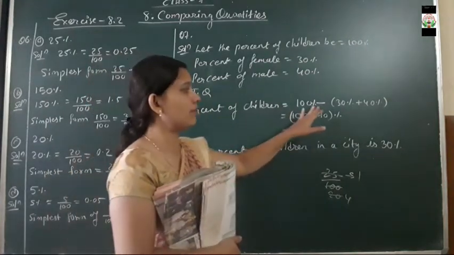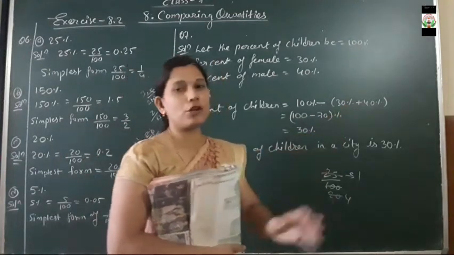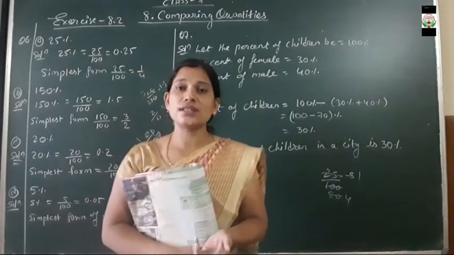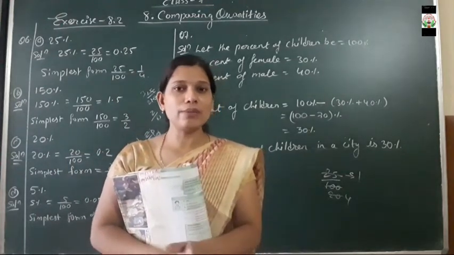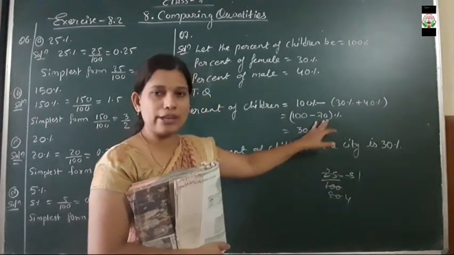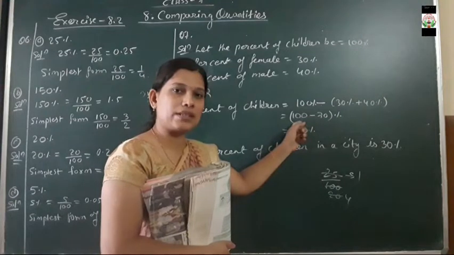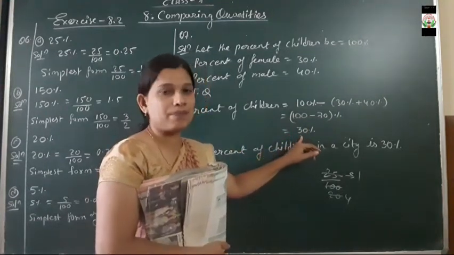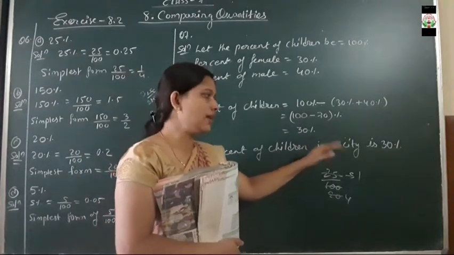So 100% will be subtracted with 30 plus 40%. Why is it so? Because 30% is the female and 40% is the male. So while adding male and female, 30 plus 40 will be how much? It will be equal to 70%. Now this 70% will be subtracted from 100% as we had considered the 100%. So that will be 30%. Thus we can say that the percent of children in the city is 30%.